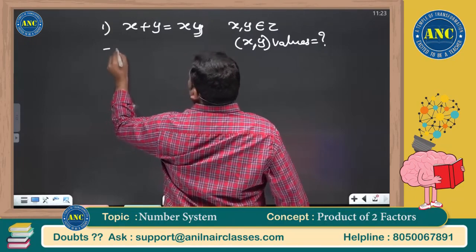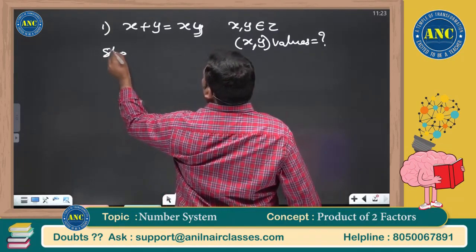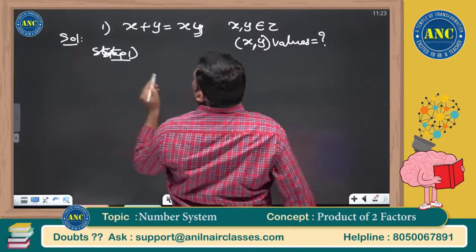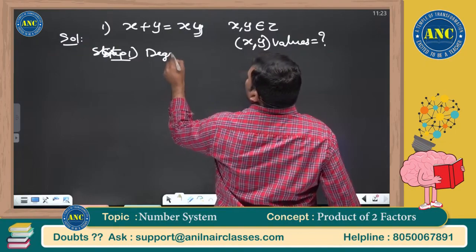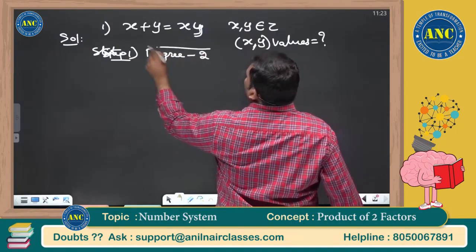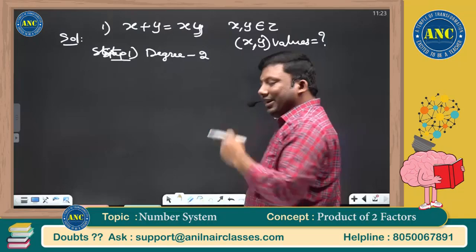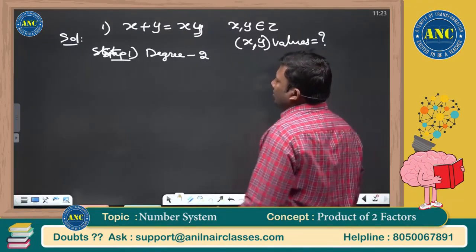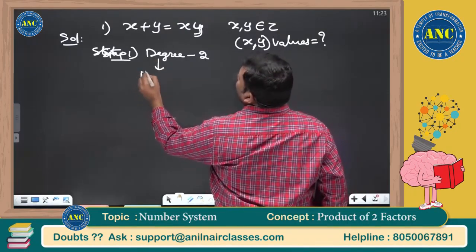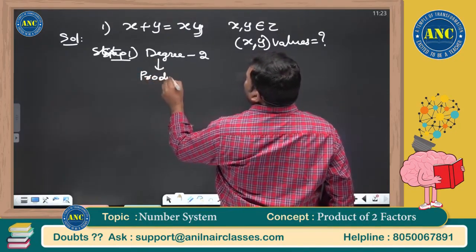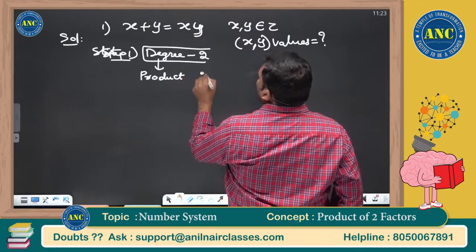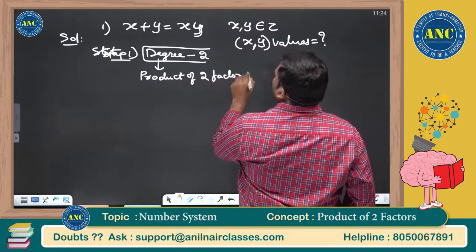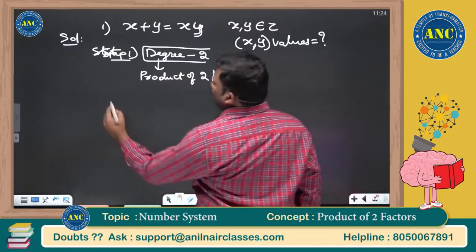Step number 1. One by one with steps I will explain. First thing is, the degree of the equation is 2. x is x power 1, y is y power 1. If the degree of the equation is 2, write the equation as a product of 2 factors.